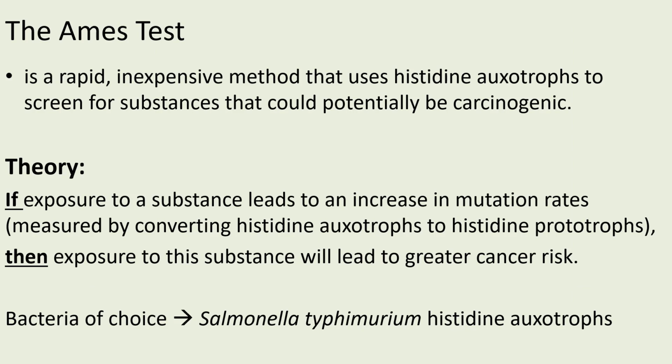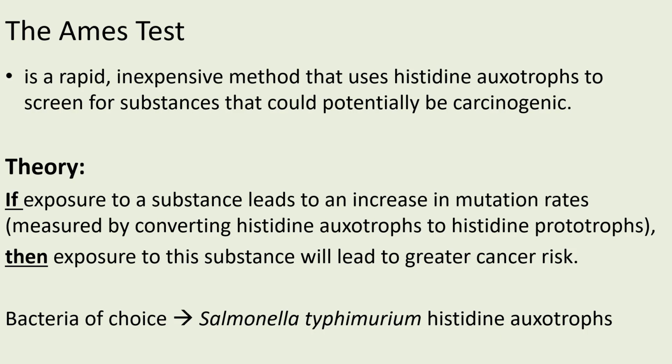Now this Ames test is a rapid, very inexpensive method that will use histidine auxotrophs. So remember, the replica plating allowed us to identify the auxotrophs. The Ames test uses these auxotrophs. These histidine auxotrophs are going to be used to screen for substances that may or may not have the ability to mutate DNA. Now the theory is if they can mutate DNA, then these organisms have the potential to be also not just mutagenic, but carcinogenic, meaning that these mutations can lead to cancer.